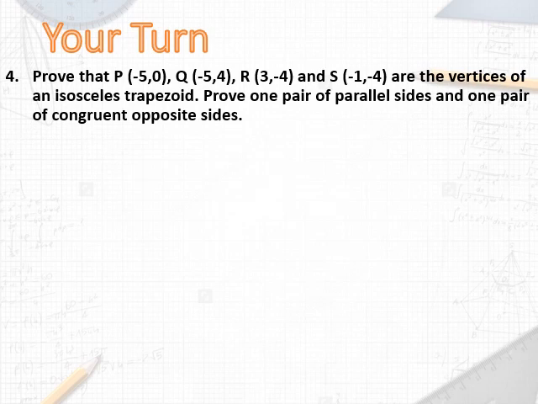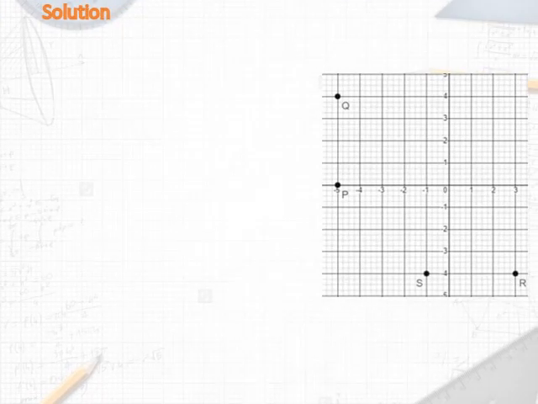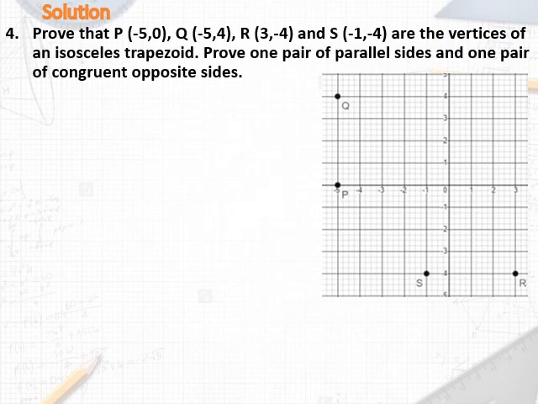Fourth one, isosceles trapezoid using the 4 coordinates. So you want to prove that one pair of sides are parallel and the other 2 sides are congruent. Go for it. Here's our 4 points. Let's get proving.